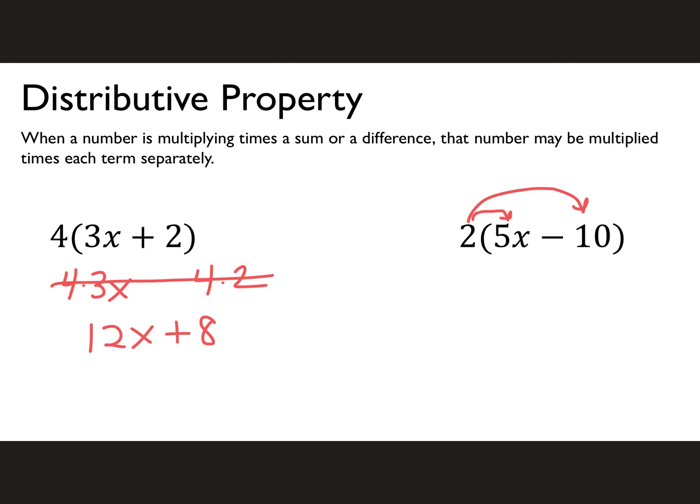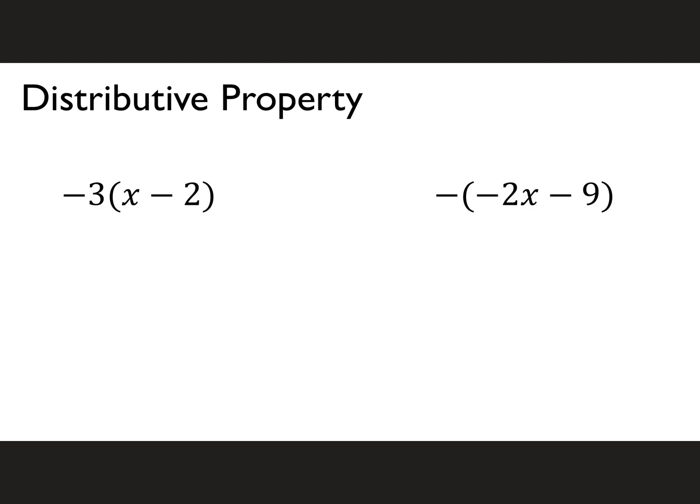So what is 2 times 5? Again, we're just multiplying times the coefficient. 2 times 5 is 10, so 10x. 2 times, and this is negative 10, is negative 20. All right, let's try a couple harder ones. I'm going to go ahead and draw the arrows. Eventually, you'll get to a point where you don't even have to do that.